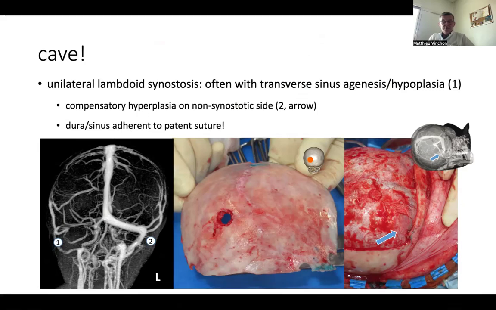That means also that during surgery, you can have difficulties in elevating the dura mater from the patent suture, and it can be very dangerous. And in this case, we were very close to catastrophe because there was some severe adherence of the dura overlying the transverse sinus, adhering to the patent suture.